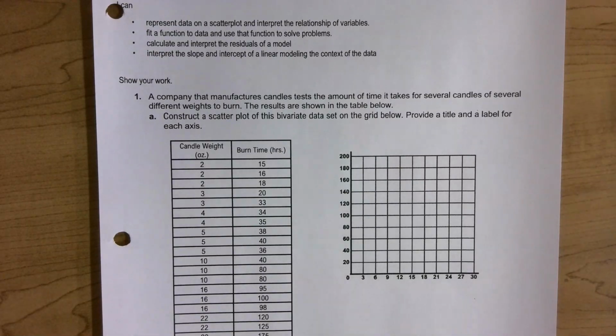Number 1, a company that manufactures candles tests the amount of time it takes for several candles of several different weights to burn. The results are shown in the table below. Construct a scatter plot of this bivariate data set on the grid below. Provide a title and a label for each axis. So always remember to label. And this time, it wants a title. I know that we haven't really asked you guys to do that in the past, but it is always good to put a title on your graph so that people know what it's about.